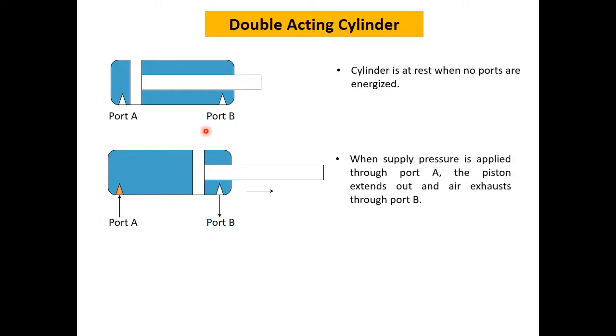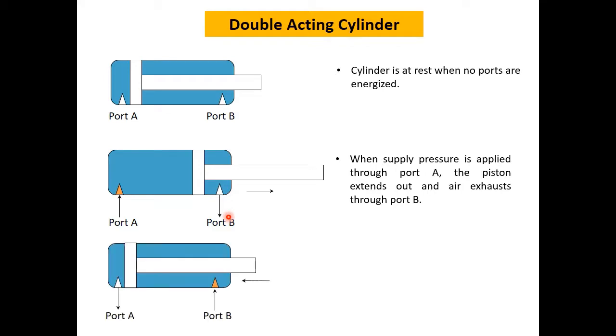that is, no pressure supply is given through port A or port B. When supply pressure is applied through port A, the piston extends out of the cylinder and the excess air exhausts through port B.